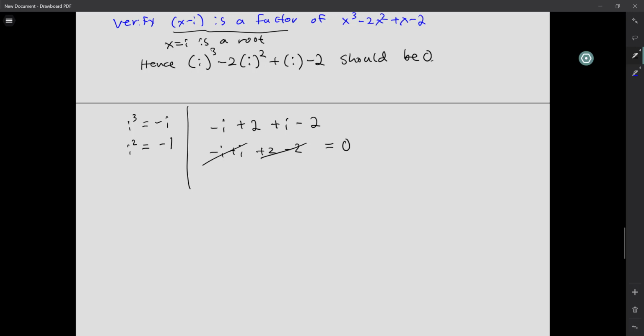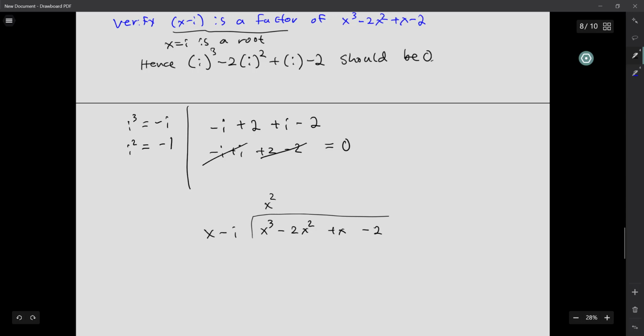Another thing I could have done to check if it's a factor is do polynomial long division with x minus i, but that looks really bad. So let me show you the first step of what that would look like. Let's see, I've got x cubed minus 2x squared plus x minus 2. And I mean, you could technically do this with synthetic division too, but I'd have x minus i out here.